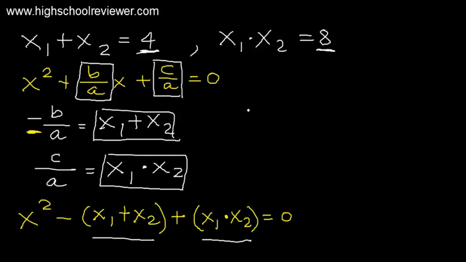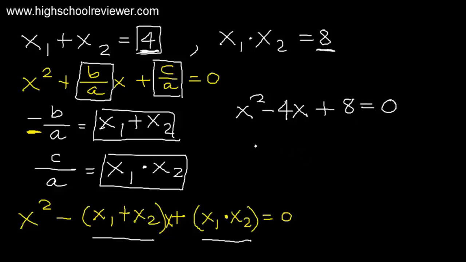Okay, so substituting the values, we will have x squared minus, again, the value of x sub 1 plus x sub 2 is positive 4. So, we forgot here to put the variable x. Okay, so let's continue. So x squared minus the value of x sub 1 plus x sub 2, which is 4, so this will be minus 4x plus the value of x sub 1 times x sub 2, that is positive 8. So positive 8, and this will be equal to 0.